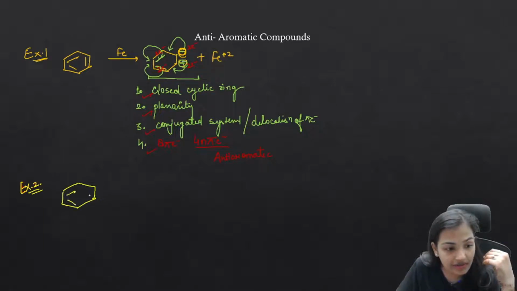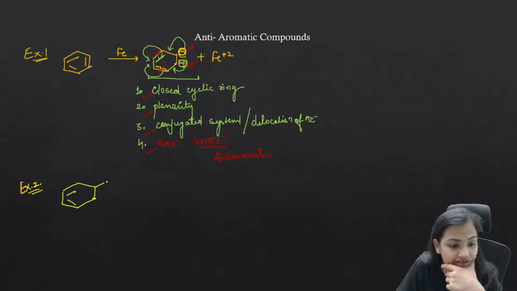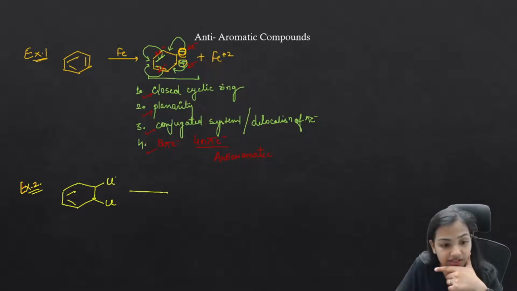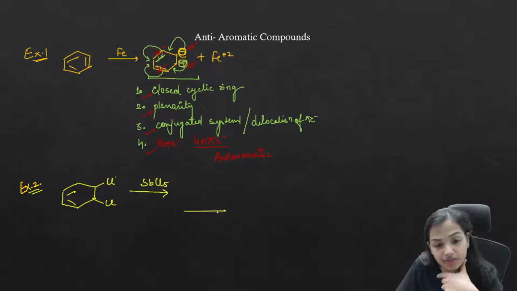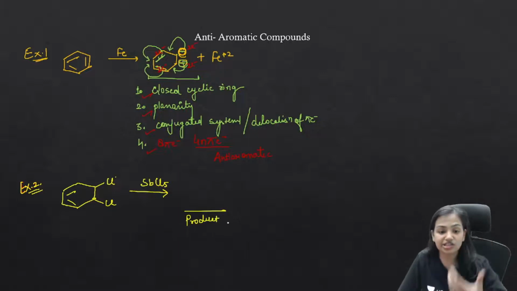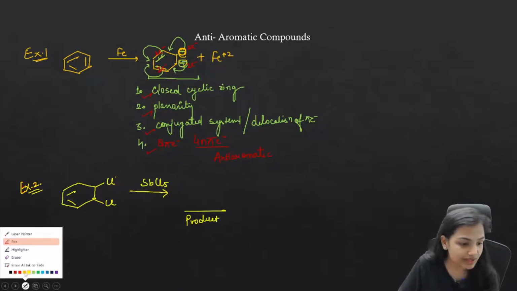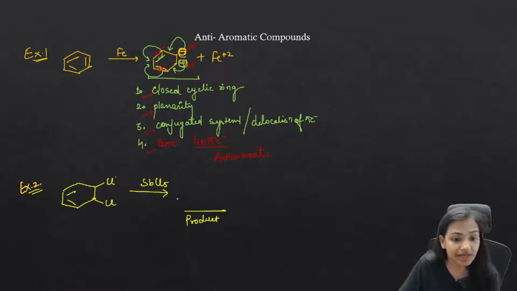So basically the question was something like this. If you have this kind of bond, and this is a Cl and this is also Cl. Now the question is, if you are given this, and you have to treat it with SbCl5, you have to tell whether the product formed is aromatic, anti-aromatic, or a non-aromatic compound. So this was the question. When you react this with SbCl5, what can happen? Let's have a look and see what could be the right answer.